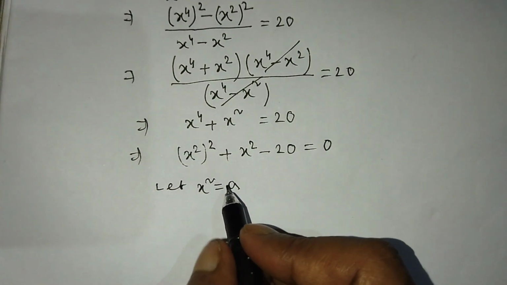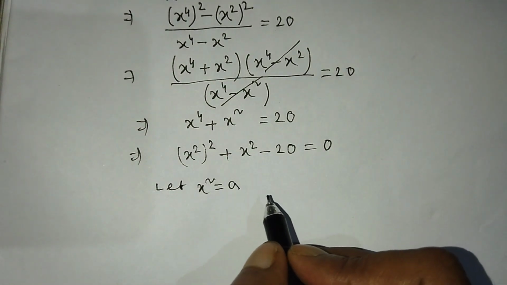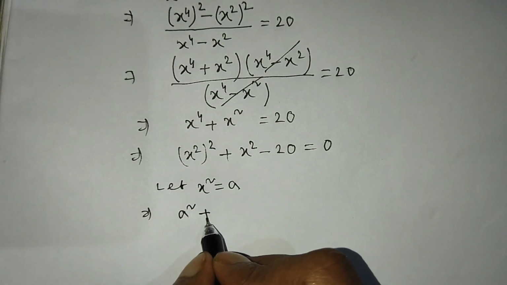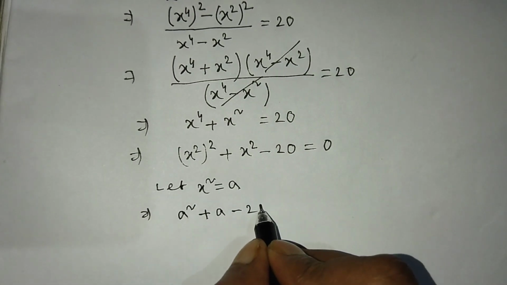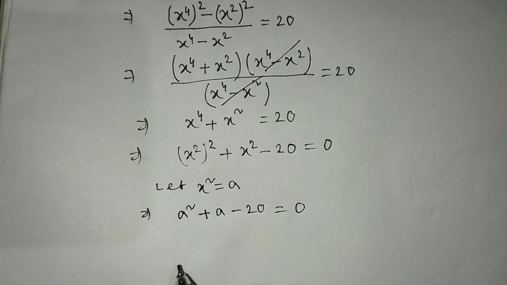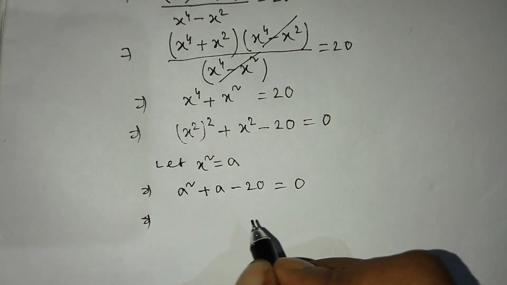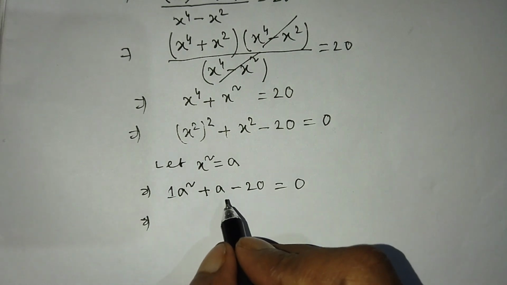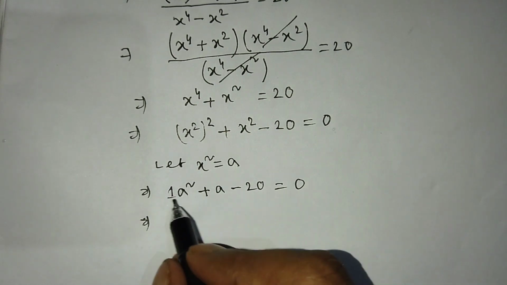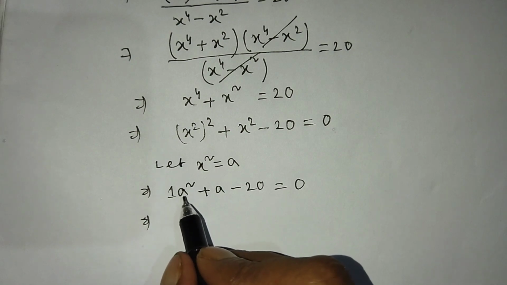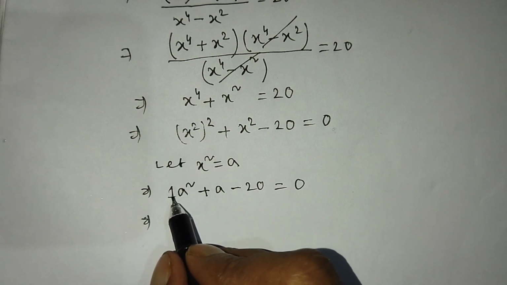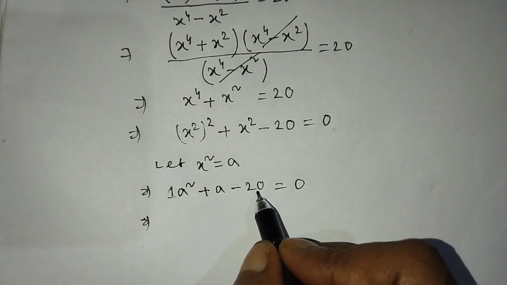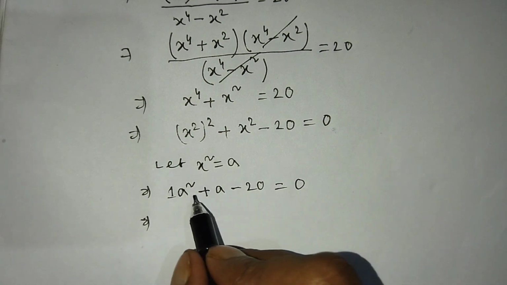So if you convert this equation in the terms of a, you have to write a square plus a minus 20 is equal to 0, okay student. So we have to factorize this equation, okay. So first of all we have to multiply the coefficient of a square. The coefficient of a square is 1 and constant term is 20. So first of all you have to multiply 1 into 20.